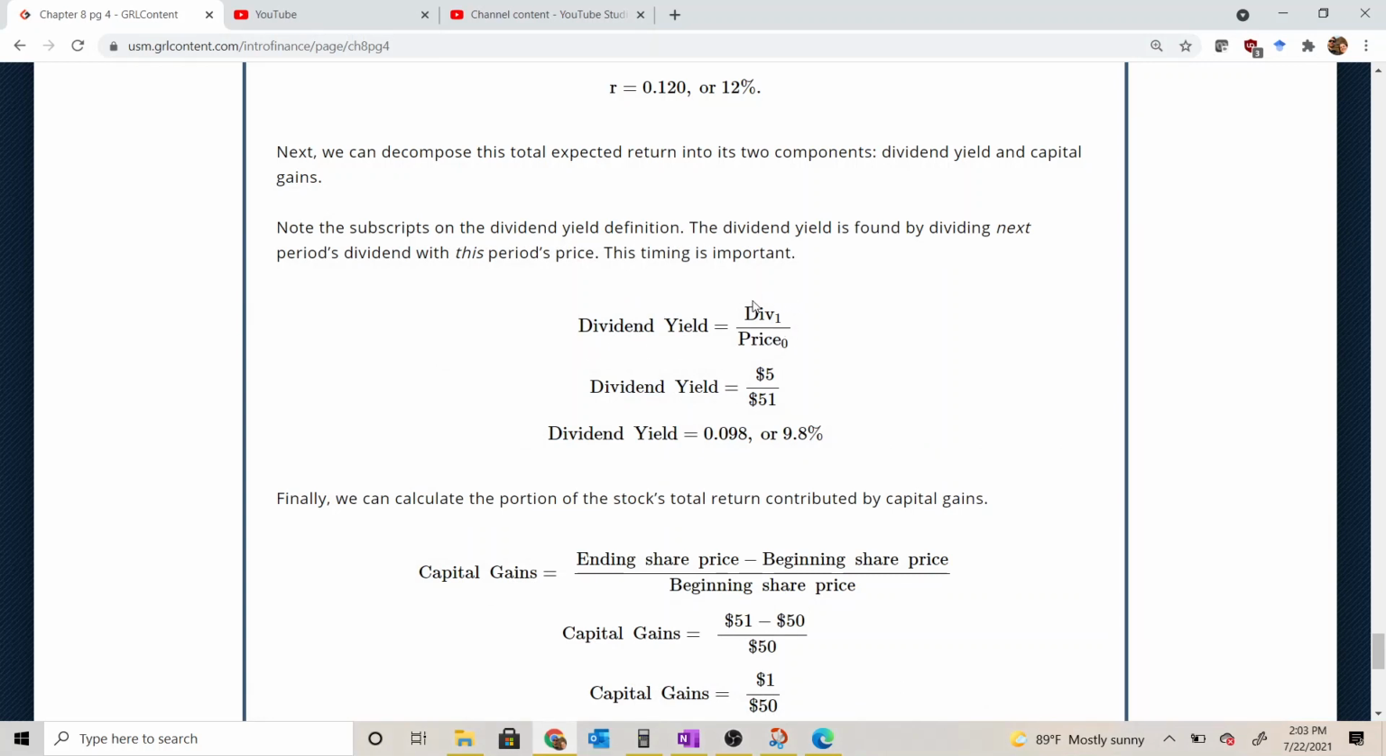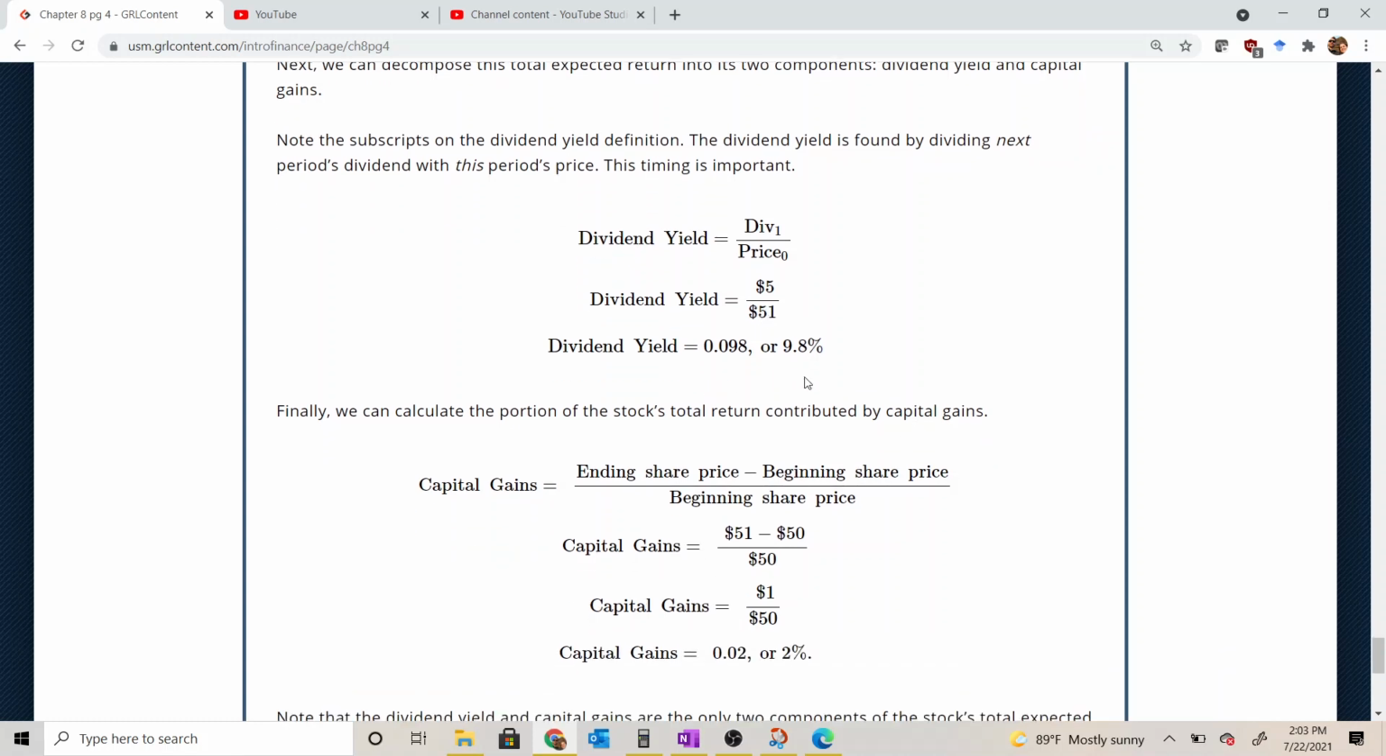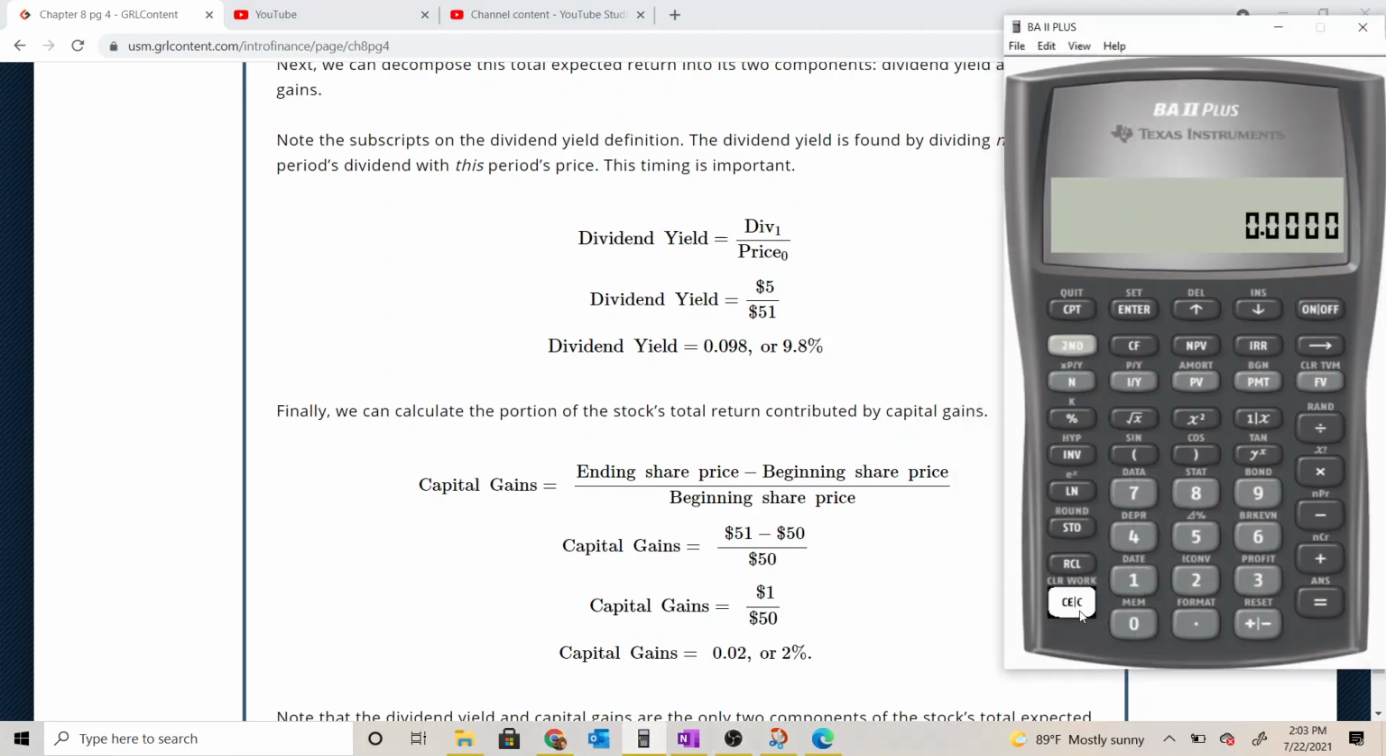The dividend yield is equal to dividend 1 over price 0 for this stock. The dividend 1 year from now is $5. And then the current price, well, here's another error right here. I know they're aware of this one, and I've sent it to them. This $51 should be 50. The current price is 50, right? And the math, I'm pretty sure, still works out. It's just the wrong numbers there. Let's check that real quick.